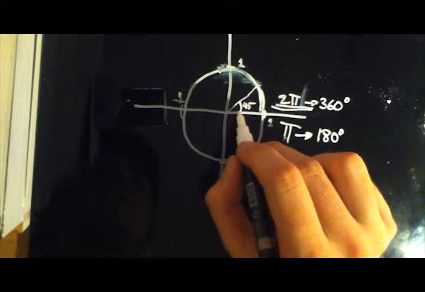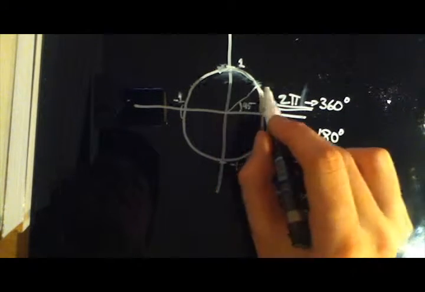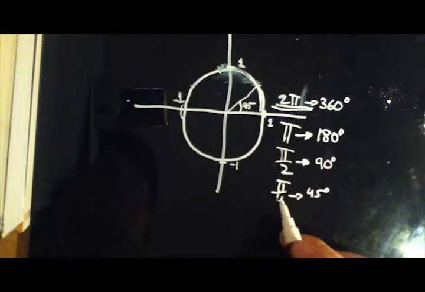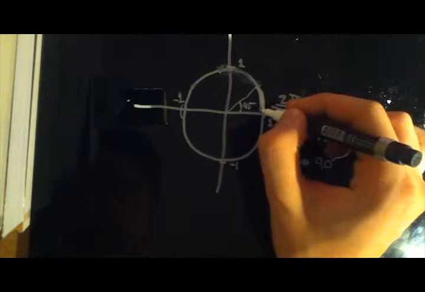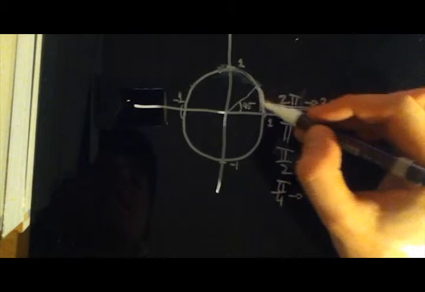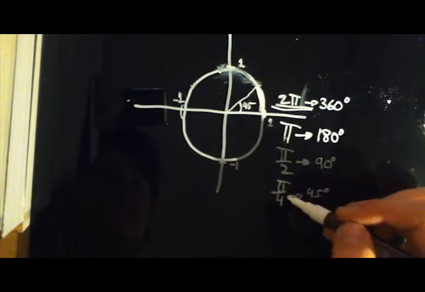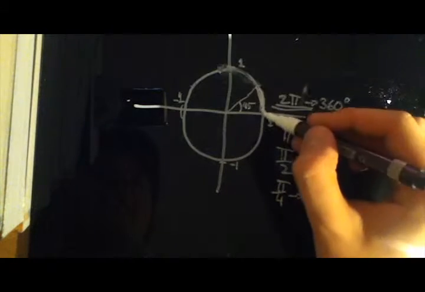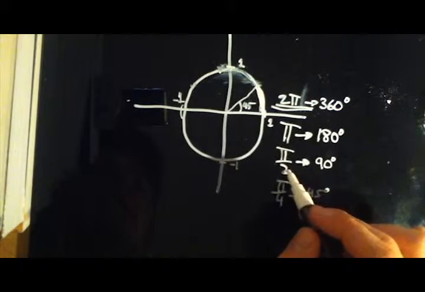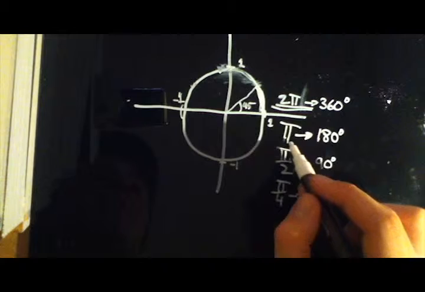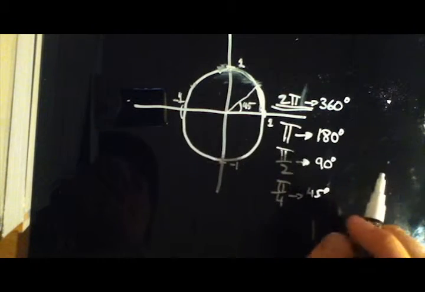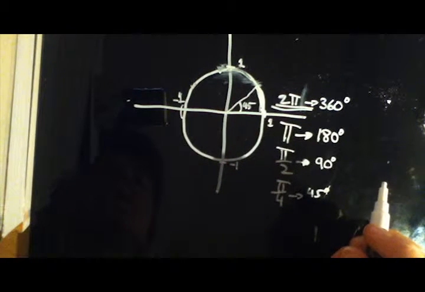If you know the degrees, and it's a unit circle, then pi over 4 is not the circumference, but it's the length of the arc. This length is pi over 4. This length is pi over 2. This length is pi. This length is pi over 2. That's why radians are really useful.